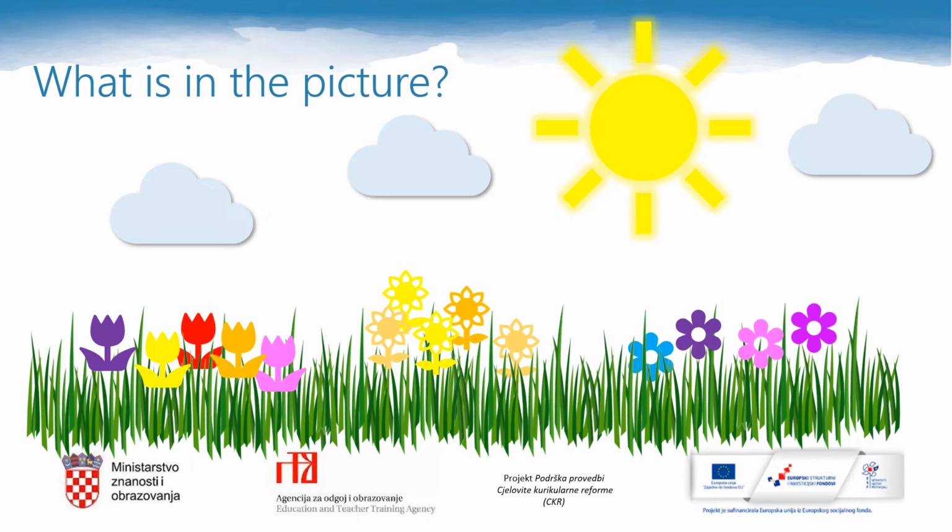What is in the picture? There is a meadow in the picture. Livada. There are 3 clouds. The sun is shining. There is the grass and some colorful flowers. Do you like the picture? Do you sometimes draw a meadow? Does it look like this one? You're going to see a different meadow now. Are you ready?